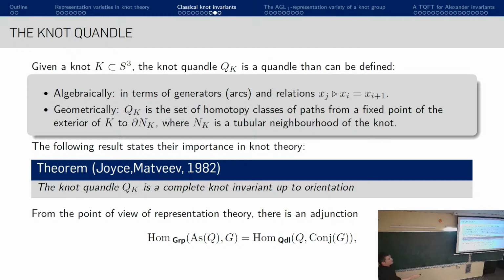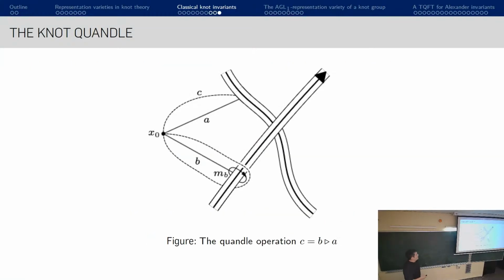That's delicate, but there's a well-known adjunction between quandle homomorphisms, which are morphisms that respect the quandle structure, and groups. And just to give you an idea, you pick an exterior point, and the operation, which is tricky but topological, is this: you've got an oriented knot. B acting on A is, you start from x_0, and B can be realized by a path from x_0 to a tubular neighborhood of your knot.